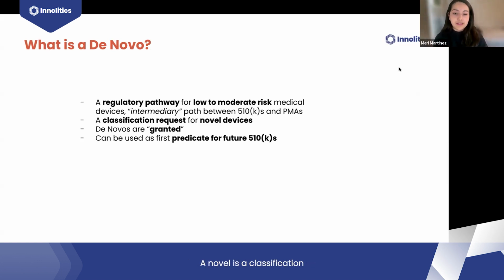A de novo is a classification request for novel devices. You are proposing a classification, but because the FDA is the one accepting it, you're technically requesting it, whether you're class 1 or class 2. Another good thing to know is that de novos are granted, unlike 510(k)s that are cleared and PMAs that are approved. The lingo for de novos is granted, and de novos can be used as the first predicate device for future 510(k) submissions.